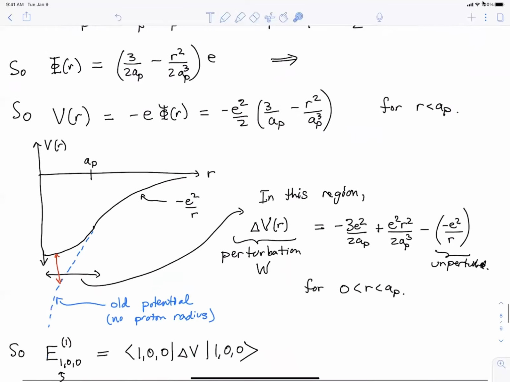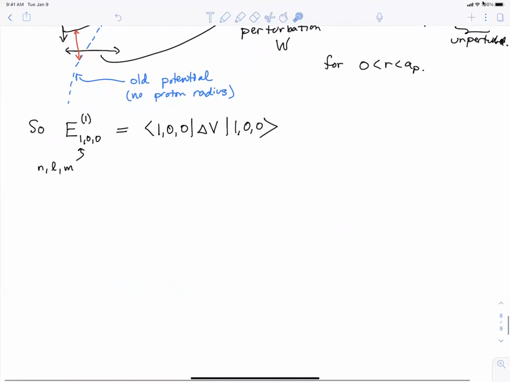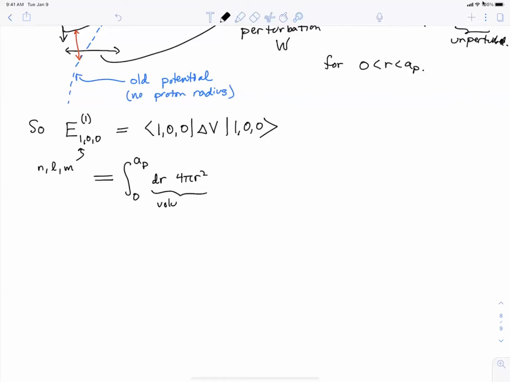So all that was just a review of classical electrostatics. Now we've boiled it down to evaluating this matrix element, and we're going to work in position space. The perturbation only exists within the proton, so we're going to be integrating 0 to a_p, dr 4 pi r^2. All of this is the volume element. When we do the angular integration, that just gives us the 4 pi because everything is spherically symmetric.